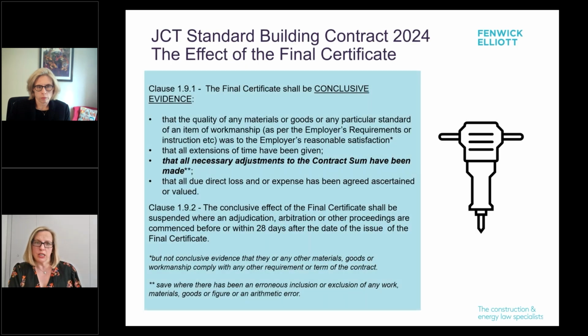This provision is largely mirrored in the Standard Building Contract at clause 1.9. However, one of the major differences is that the elements of the final certificate which will become conclusive under the Standard Building Contract have been expanded to include all necessary adjustments to the contract sum. This means that, save for the caveats that I've noted there in the italics, this is going to be conclusive evidence of pretty much the entire account, and this can only be avoided if proceedings are formally issued to formally challenge the final certificate within 28 days of the due date for final payment.